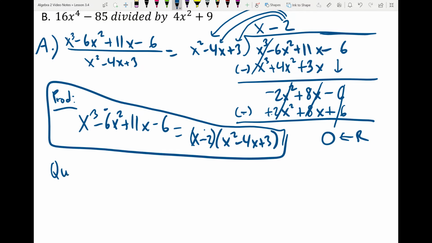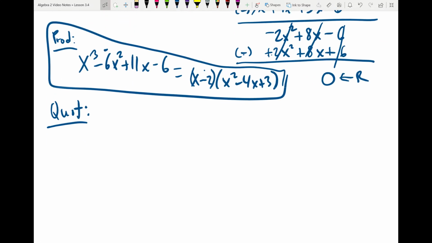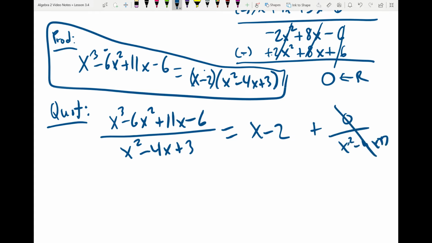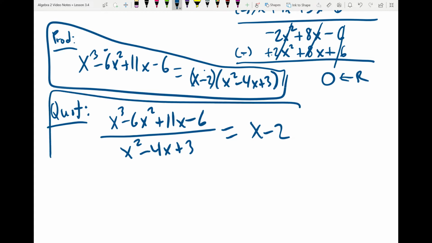Now let's do our quotient form. So we can ignore the remainder because it's 0 there. For our quotient form, we have x cubed minus 6x squared plus 11x minus 6 over x squared minus 4x plus 3 is equal to x minus 2 plus the remainder of 0 over that. But again, this remainder is 0, so you can ignore that, right? So that goes away. And we're left with this as our quotient form.